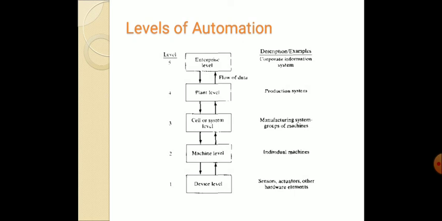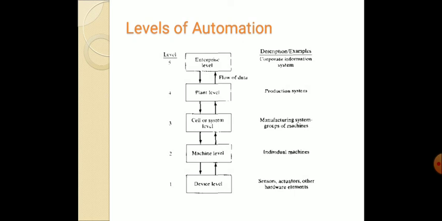Next one is the machine level. Hardware at the device level is assembled into individual machines. Examples include CNC machine tools and similar production equipment, industrial robots, conveyors, and automated guided vehicles. Next one is the cell or system level. This is the manufacturing cell level, which operates under instruction from the plant level. Next one is the plant level. This is the factory or production system level. It receives the instructions from the corporate information system and translates them into operational plans for the production.